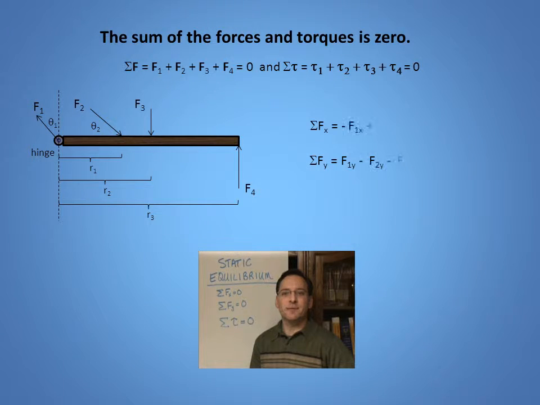Typically, we set the sum of the forces in the x and y directions equal to 0, as shown here, and the sum of the counterclockwise torques minus the sum of the clockwise torques equal to 0, also shown here. When these equations are satisfied, then the object can neither translate or rotate, and it will be in static equilibrium. Let's take a look at a few specific problems.